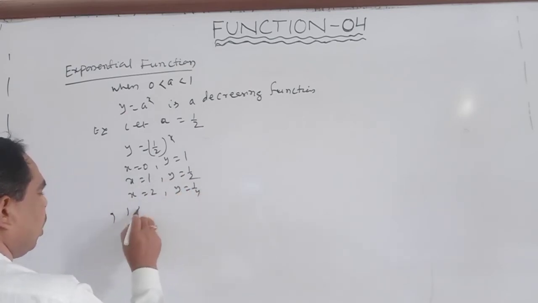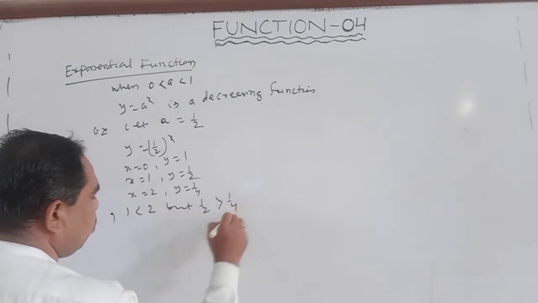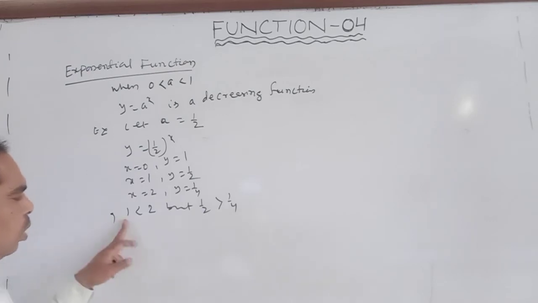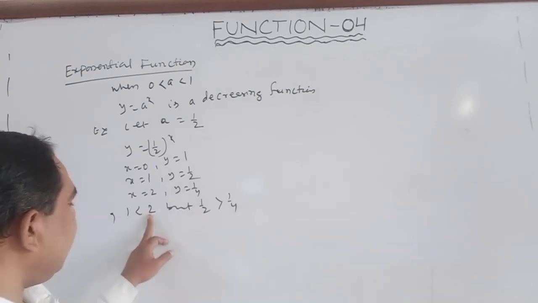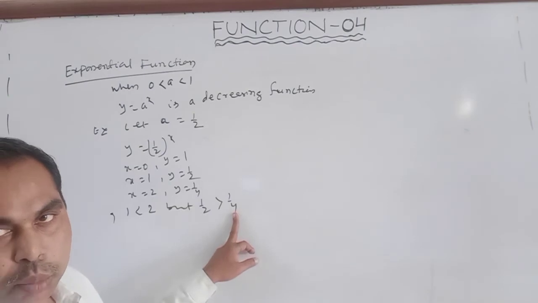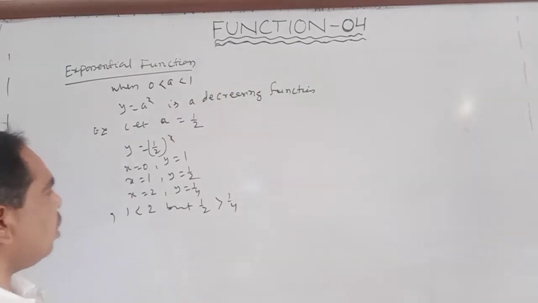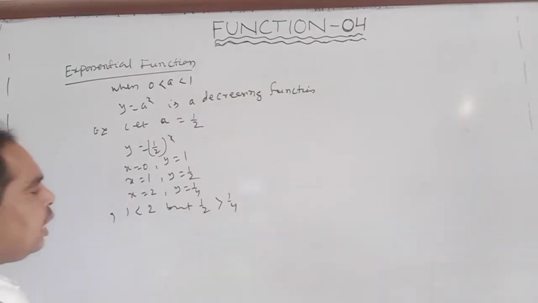This implies 1 is less than 2, but 1 by 2 is greater than 1 by 4. So small input, higher output; higher input, lower output. छोटा इनपुट बड़ा आउटपुट, बड़ा इनपुट छोटा आउटपुट. So it is a decreasing function.